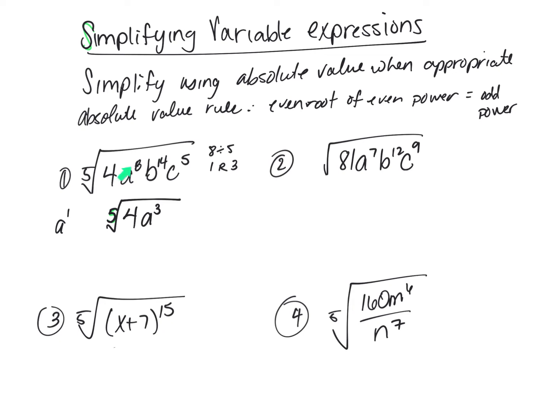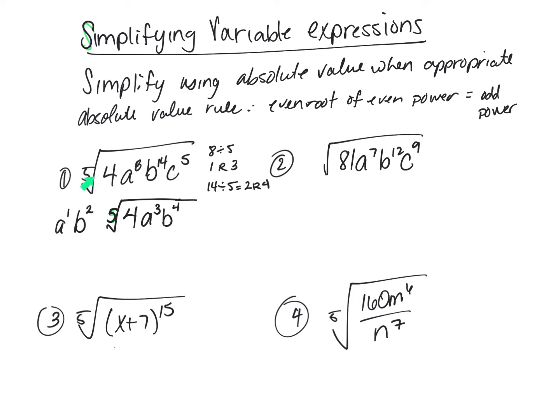So the 8 divided by 5 is 1, right? It goes in evenly one time with 3 left over. So the leftover a cubed stays under the radical. Well, I'm not done yet. I still got to do b and c, right? So b to the 14th, so 14 divided by 5 is 2, so b squared. So 14 divided by 5 is 2, remainder 4, right? So then b to the 4th is left underneath the radical.